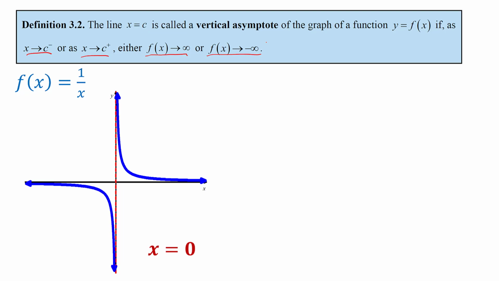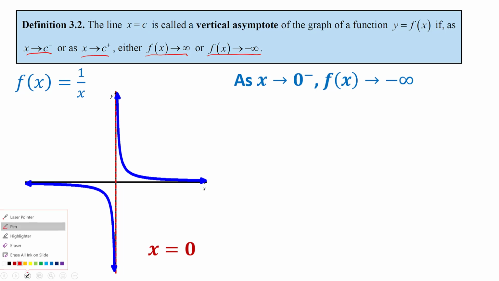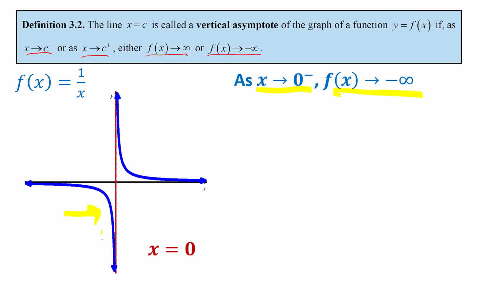For this particular function, f of x, we can look at the definition, and our c here is 0. So we can see that as x approaches 0 from the left side, f of x is approaching negative infinity, or our y values are becoming larger negative numbers. As x approaches 0 from the right, from the positive side of x equals 0, f of x, or our y value, approaches infinity, or our y values become larger and larger positive numbers.